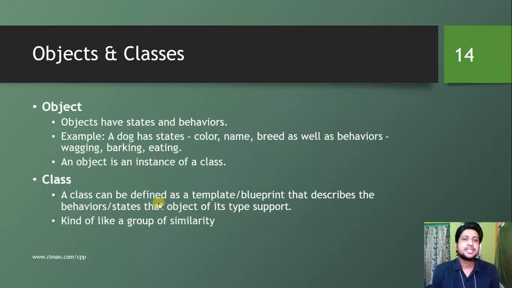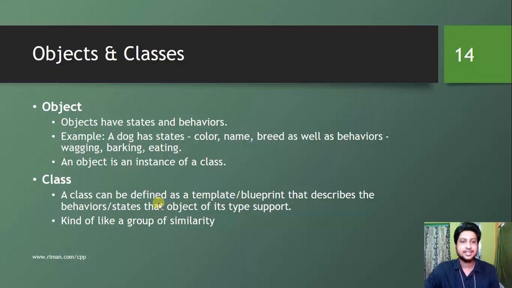So each object has some state and behavior. For example, if we take a dog, the dog has a color, name, and breed. They are the states of that particular dog, whereas behavior comes under walking, barking, eating. So these are the behaviors of the dog. An object is called an instance of a class or a representative of a class.